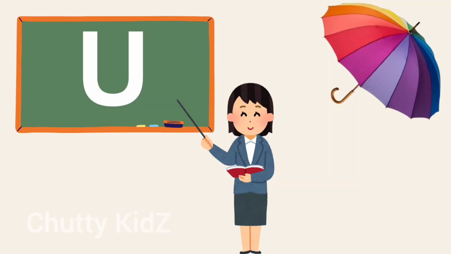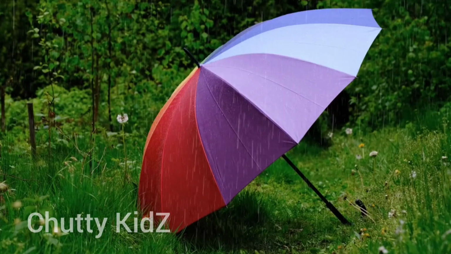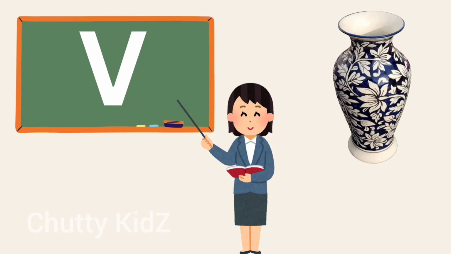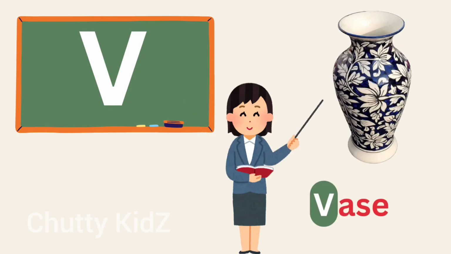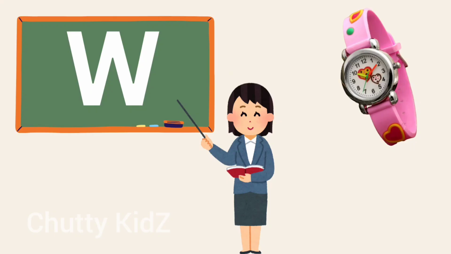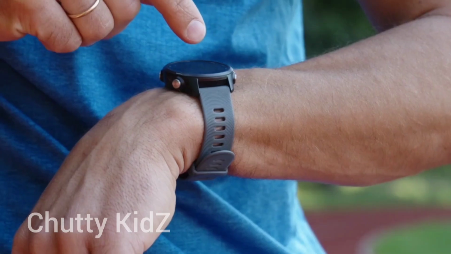U. U for umbrella. U. U for umbrella. V. V for vase. V. V for vase. W. W for watch. W. W for watch.